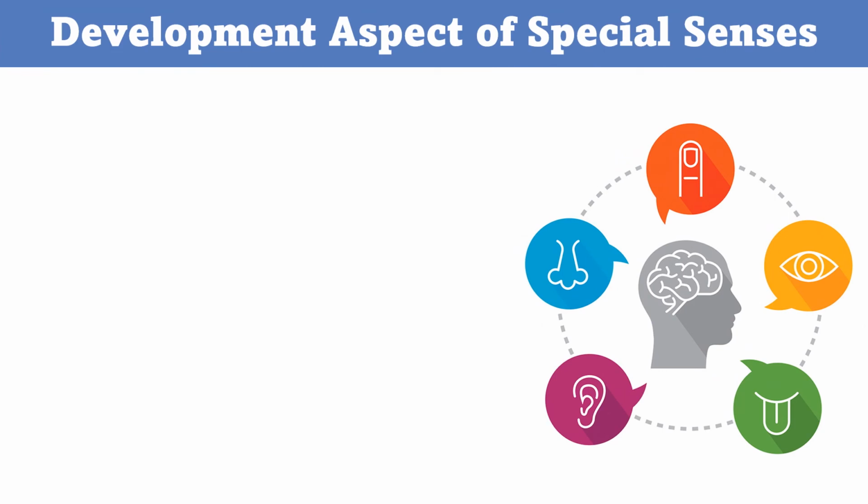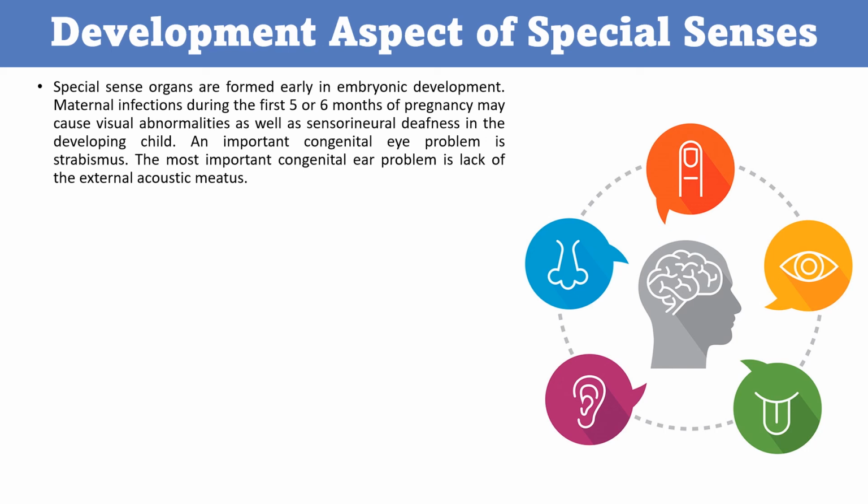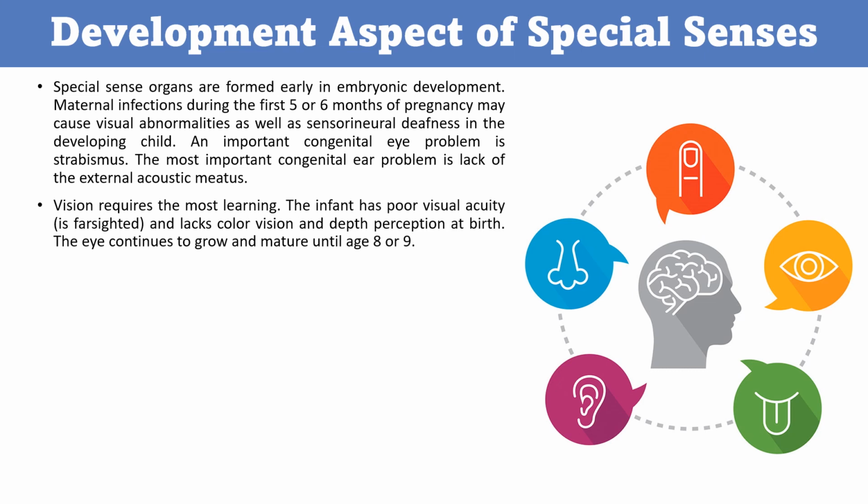This brings us to the developmental aspects of the special senses. Special sense organs are formed early in embryonic development. Maternal infection during the first 5 or 6 months of pregnancy may cause visual abnormalities as well as sensorineural deafness in the developing child. An important congenital eye problem is strabismus. The most important congenital ear problem is the lack of an external acoustic meatus.